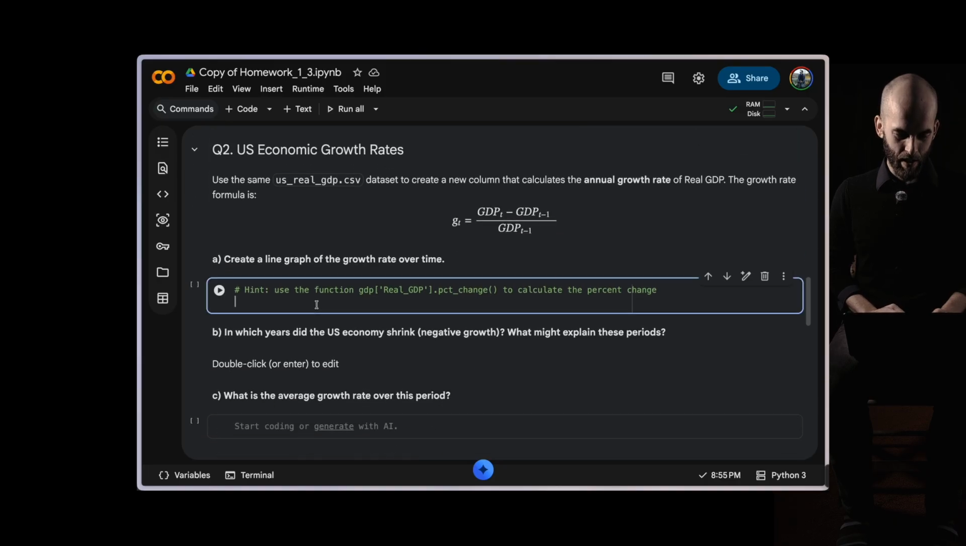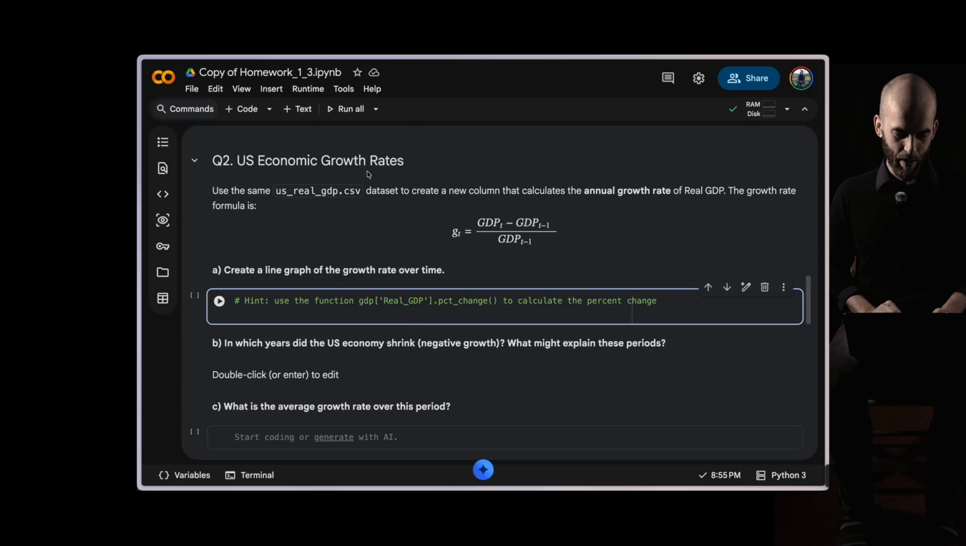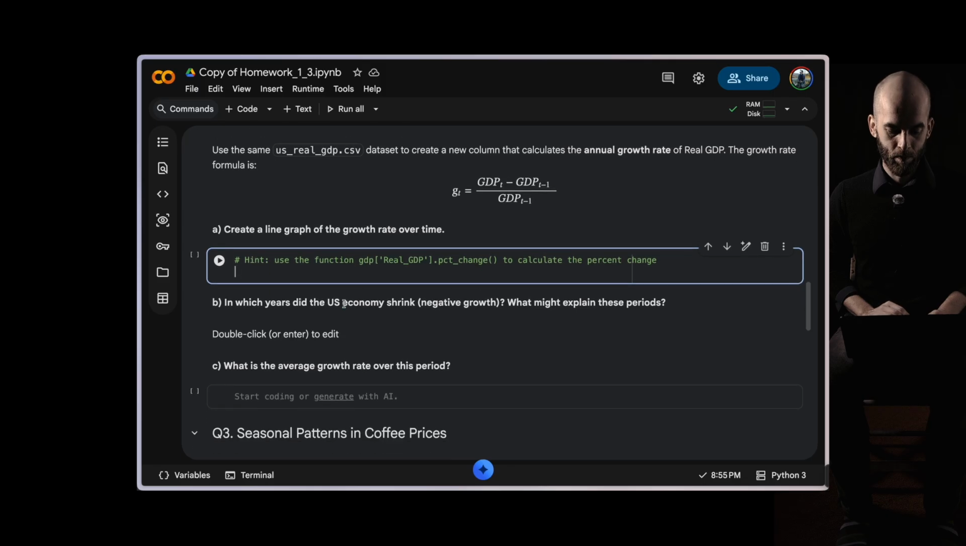And then the next thing, we have our question 2, so US economic growth rates. We're going to use the same real GDP data set, but we're going to create a new column that calculates the annual growth rate of real GDP. This is the formula. There's a way of constructing this formula using the standard transformations we're familiar with. But it turns out there's a really nice shortcut. This is something we do often enough that there's actually a built-in little function in pandas.